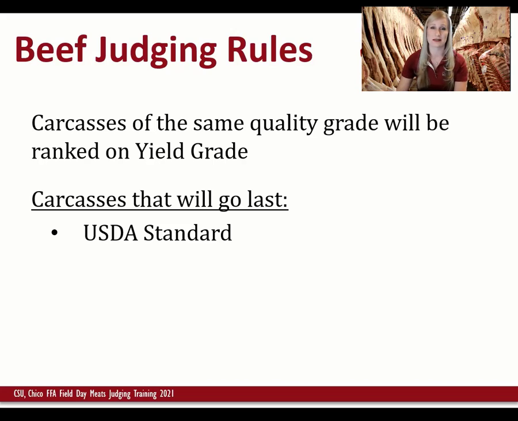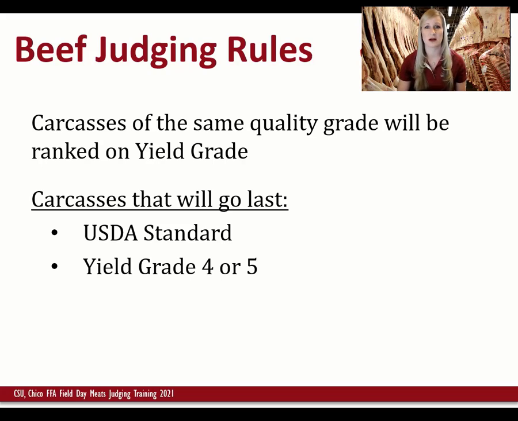USDA standard carcasses will always go last. So we talked in the quality grading video that there are very few USDA standards in the cattle population today. However, USDA standard cattle are such low quality that it doesn't matter regardless of how great their yield grade potentially could be. They could be a yield grade 1.0. Doesn't matter that their yield grade is so great, their quality is so poor that USDA standard carcasses are always going to go last. Carcasses that are yield grade 4s or 5s will also go last.